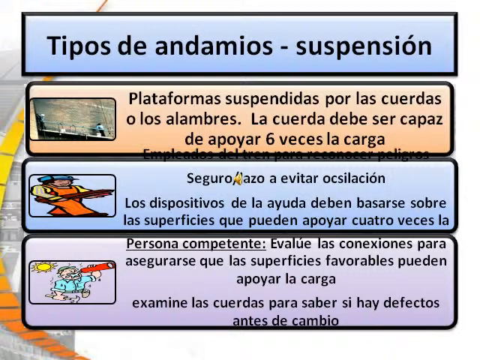A competent person is one who evaluates connections to ensure supporting surfaces can support the load and inspects the ropes for defects before the shift. A PFAS must have anchors independent of the scaffold system.